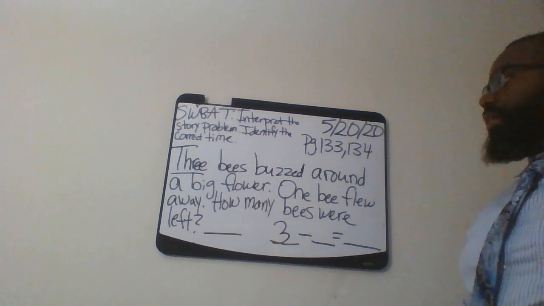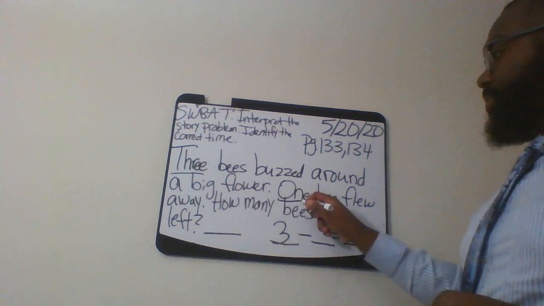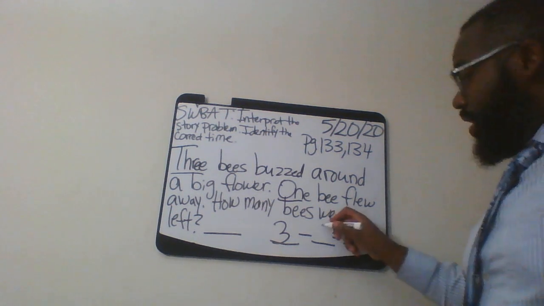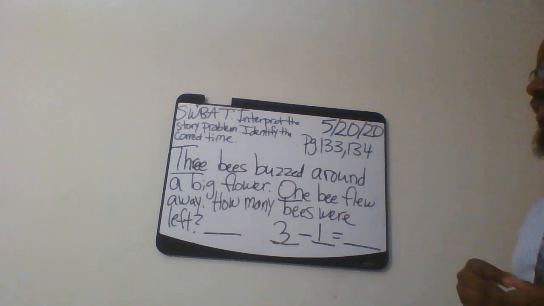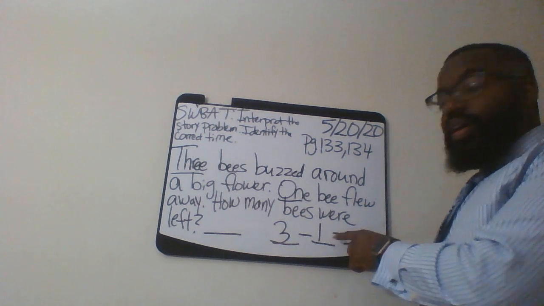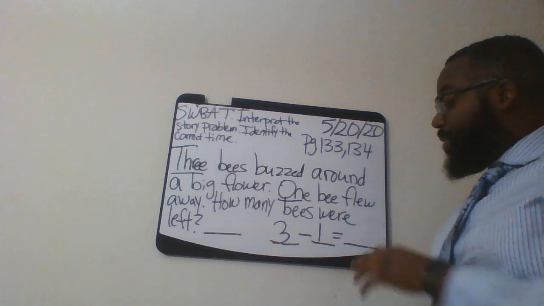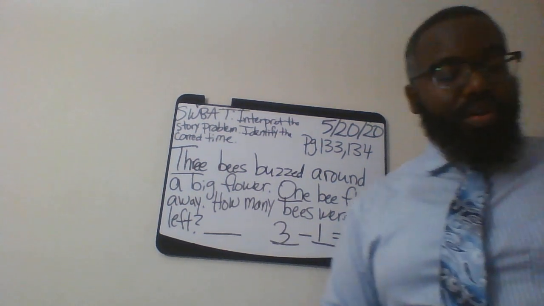So we write the 3. 3 bees buzzed around a big flower. 1 bee, underline the number 1, and write that there, flew away. So now we can figure out how many bees were left. You're going to subtract, 3 take away 1, and that will give you your answer. You'll put the answer here, and that will tell you how many bees were left.